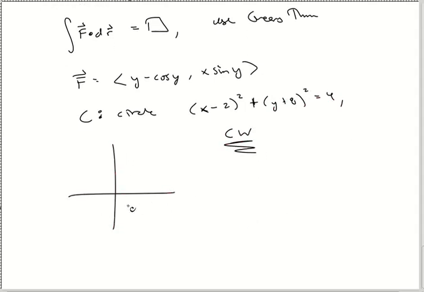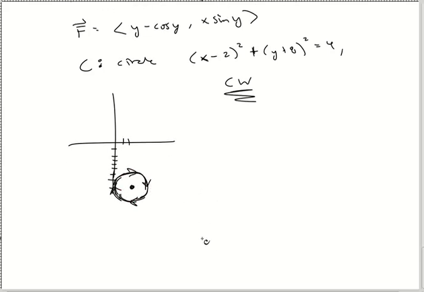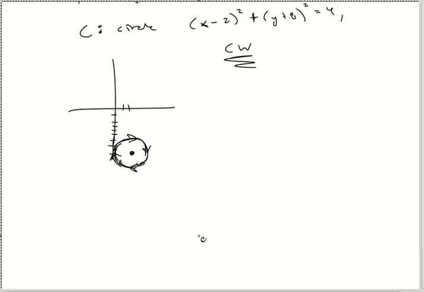So what does this look like? Well, 1, 2, 1, 2, 3, 4, 5, 6, 7, 8, way down here, radius of 2. So basically it's kind of like a circle this way, like this. That's pretty close. Remember clockwise, so it's going this way essentially. Okay, I have just a small little thing. What if I were to not use Green's theorem?